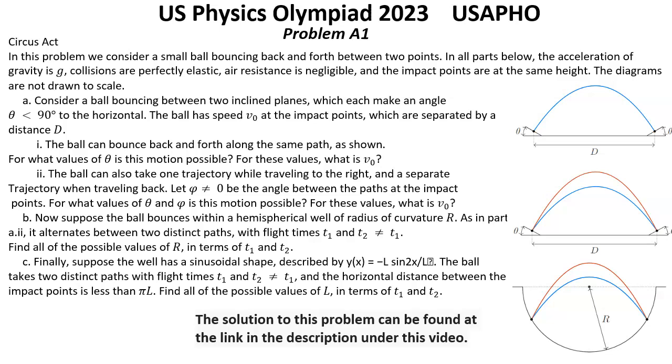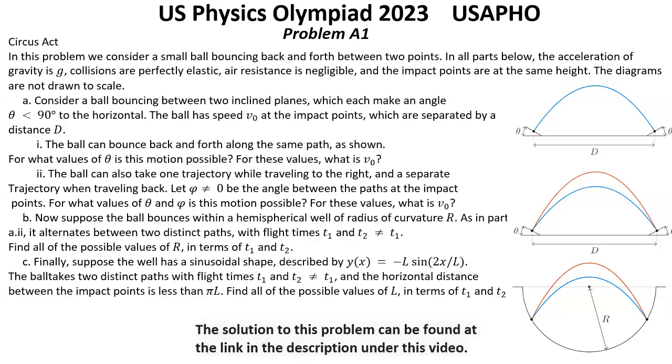Now, suppose the ball bounces within a semispherical well of radius of curvature r. As in part A2, it alternates between 2 distinct paths which have flight times t1 and t2 not equal t1. Find all the possible values of r in terms of t1 and t2.